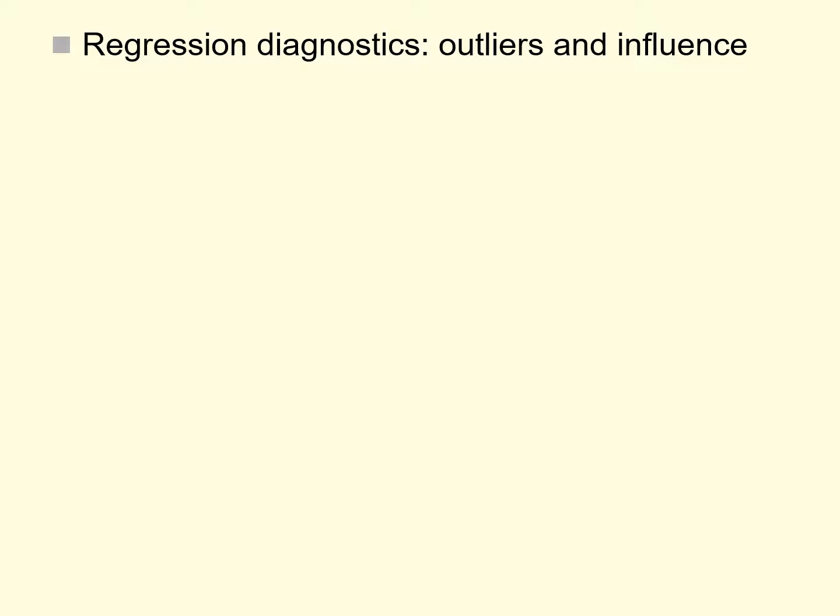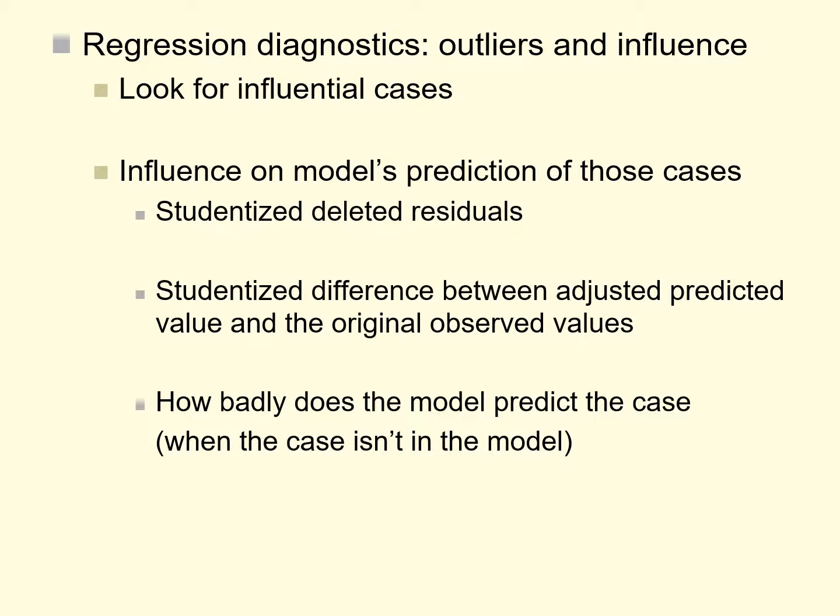Influence is a little bit more challenging because it's a more complicated topic to think about. But if we're looking for influential cases, we can think about influence in some different ways. One is we can look for evidence of influence on the model's prediction of particular cases. There are various regression diagnostics that will tell us whether the model does a bad job predicting an individual case.